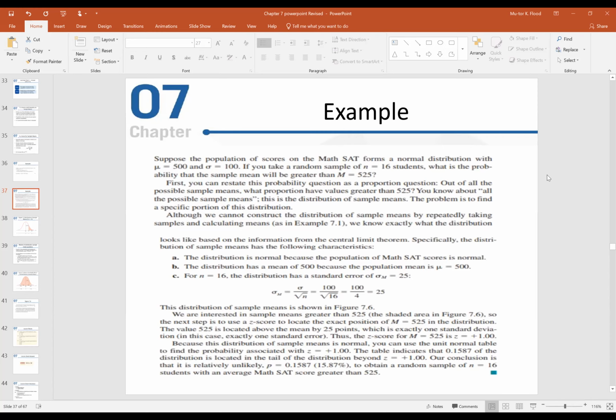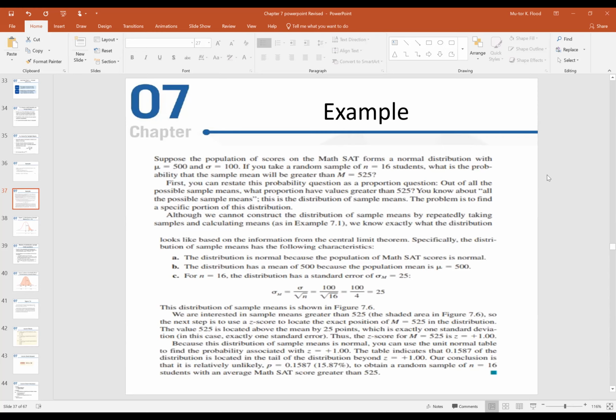Specifically, the distribution of sample means is going to have the following characteristics. The distribution is normal because the population of SAT scores is normal. The distribution also has a mean of 500 because the population mean is 500. And if the sample size is 16, the distribution has a standard error of 25. The distribution of sample means is shown in figure 7.6.